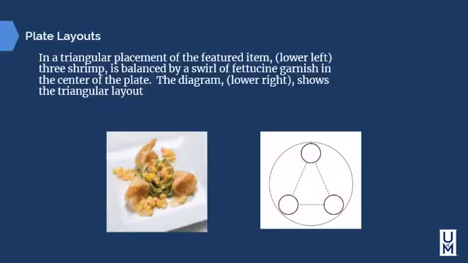Speaking of plate layouts, in a triangular placement of the featured item, the 3 shrimp is balanced in a swirl of fettuccine garnished in the center of the plate. The diagram on the lower right shows the triangular layout. Oftentimes this is also thought of as a clock face, where you may have the entree at 12 o'clock, the side items at maybe 5 and 7.